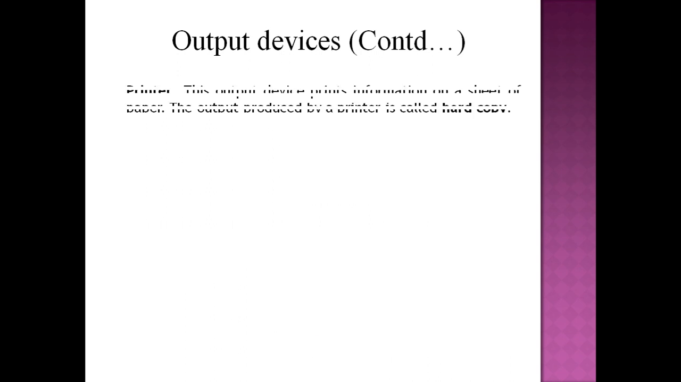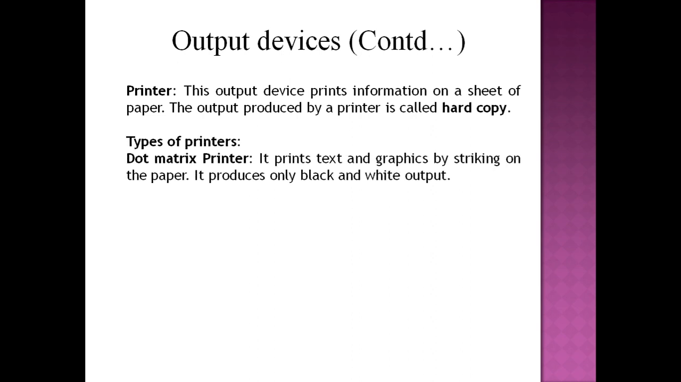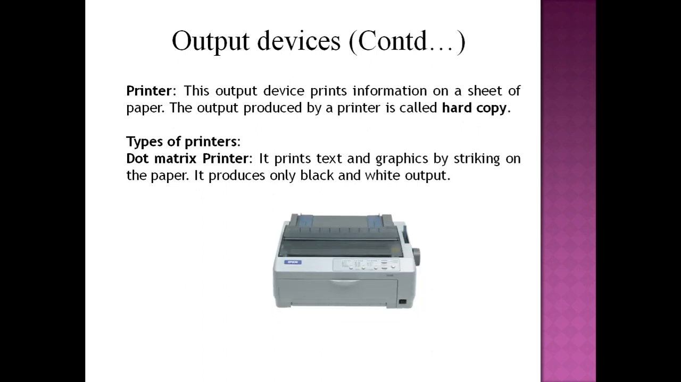Coming to the second category of output device, that is our printer. This output device prints information on a sheet of paper. The output produced by a printer is called the hard copy. There are different types of printer present. First is our dot matrix printer. It prints text and graphics by striking on the paper. It produces only black and white output. So this is the first category of our printer, that is dot matrix printer.